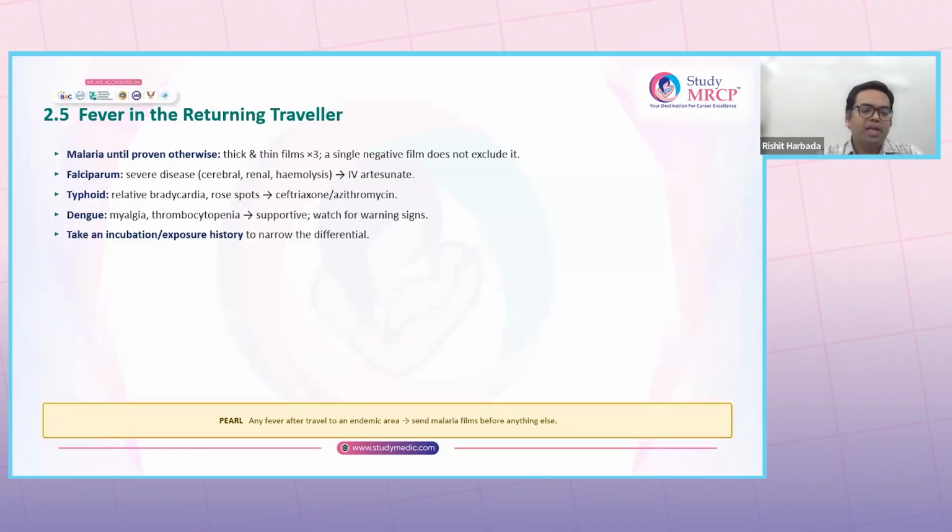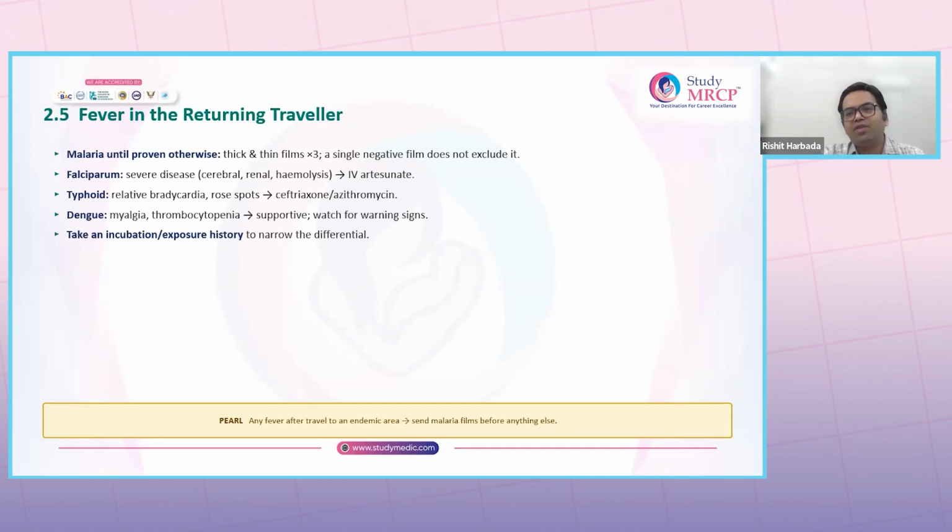So next we are going to read quickly about fever in a returning traveler. We all know that you will always be given some questions where some male has traveled to the Far East, has traveled to Africa, and now has come with fever. So you will actually have to choose this. Before I proceed to fever in a returning traveler, there are some tips you should always remember.